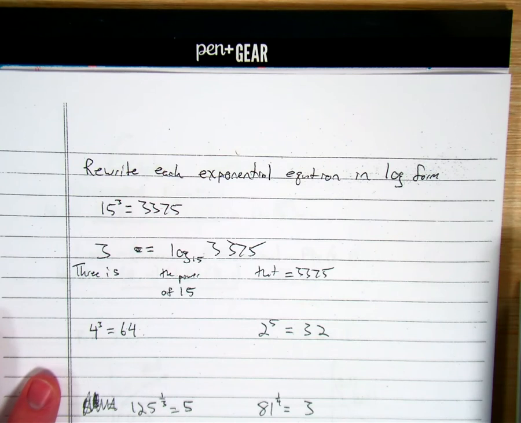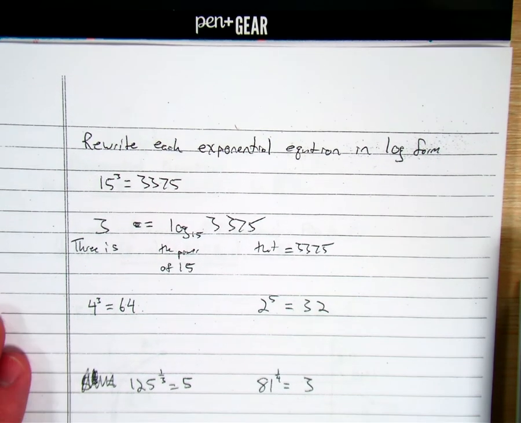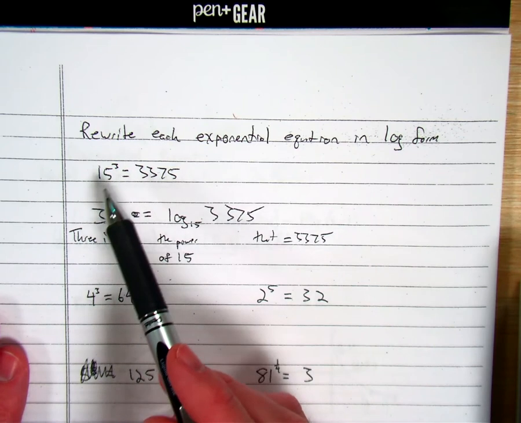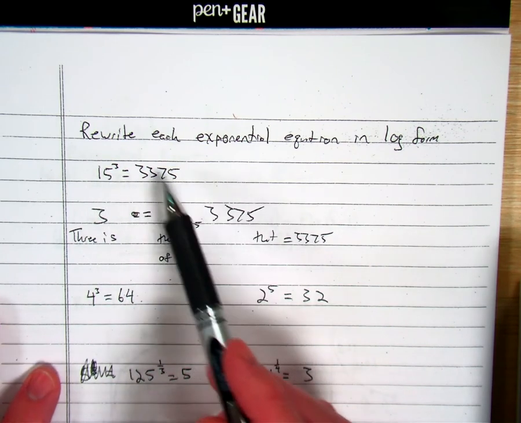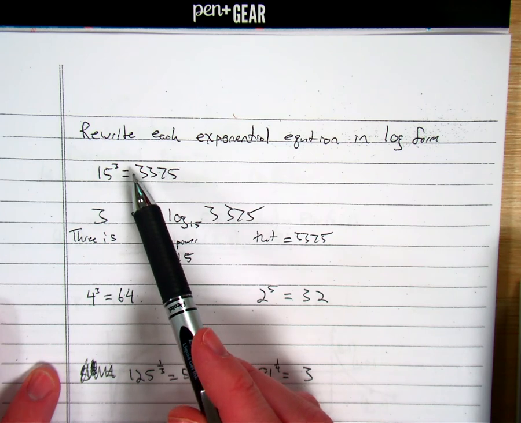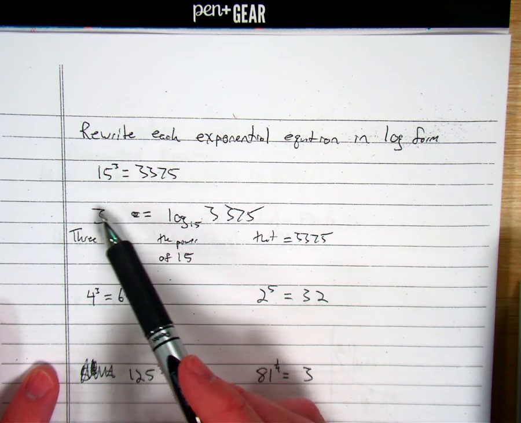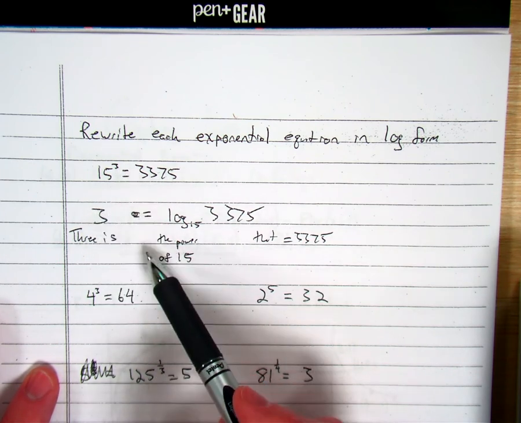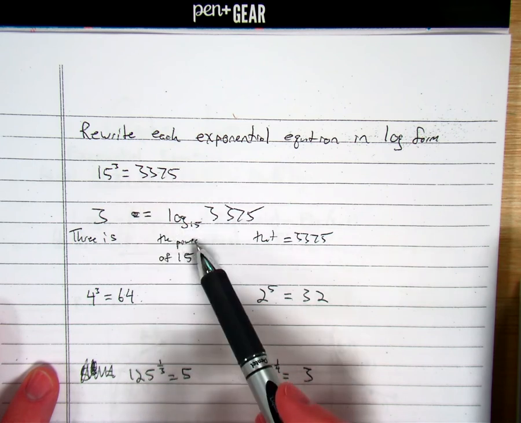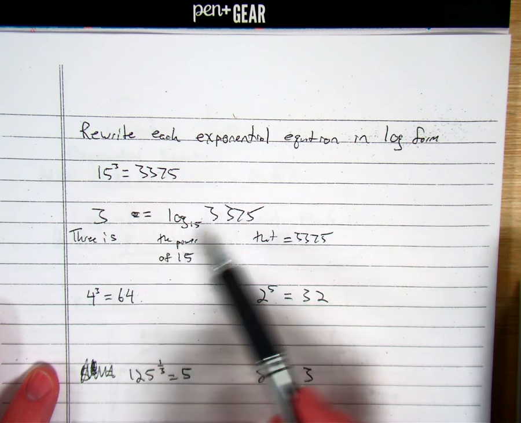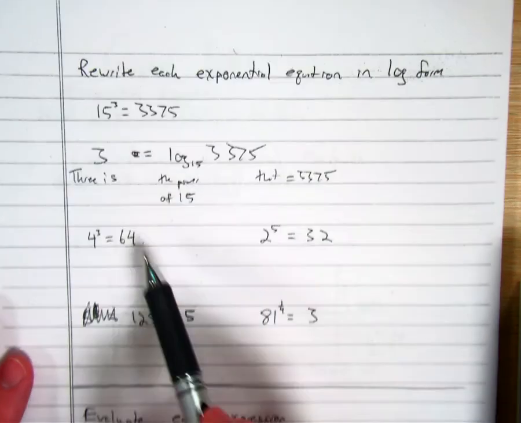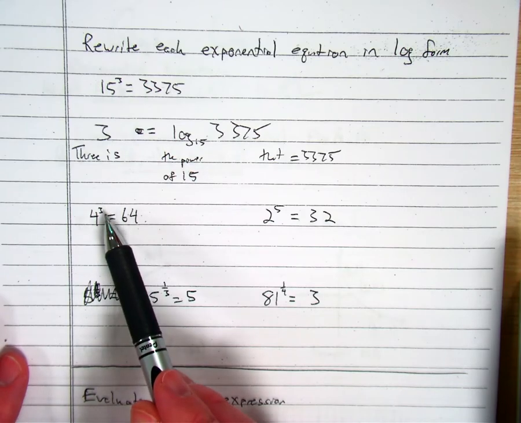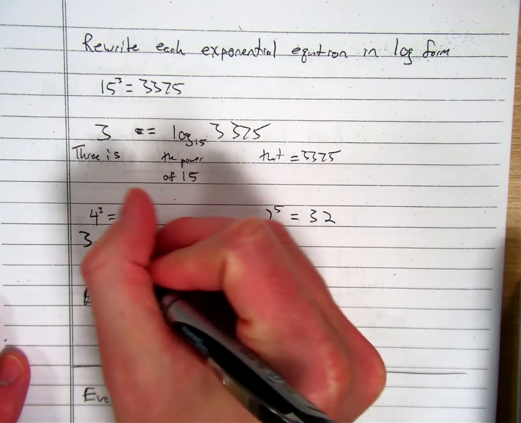All right, rewrite each exponential equation in log form. Okay? So 15 to the third power equals 3,375. Remember, the exponent is the answer to a log. So 3 is the power of 15. So log base 15 of 3,375. So the answer, the exponent is the answer.